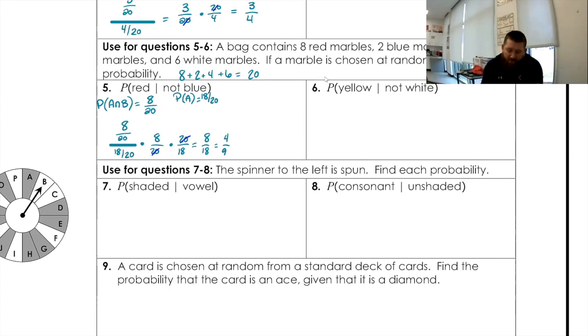Number 6. Probability that it's yellow given that it's not white. So the probability of A occurring, the probability of not white happening, would be 14 out of 20.